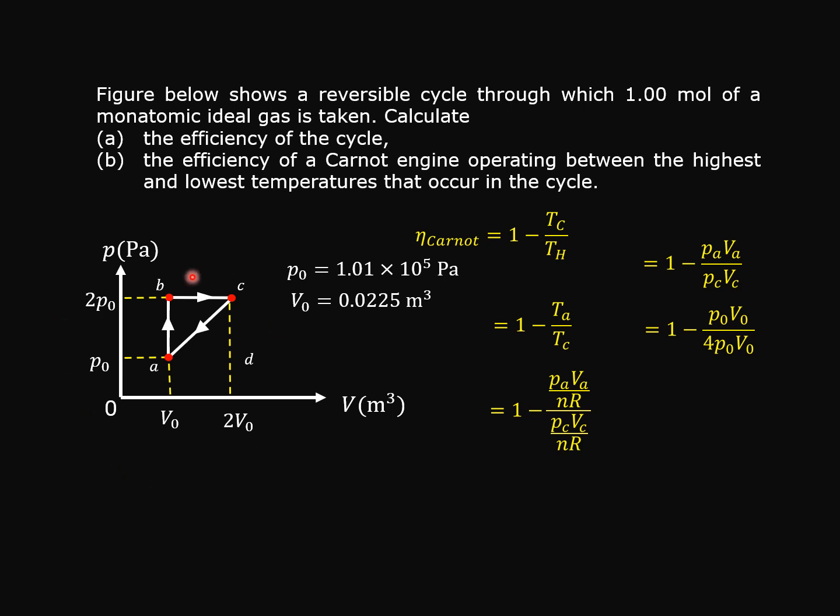Refer to the graph again. The product of PV for state A is P naught V naught. So that is why we have P naught V naught here. And for state C, it is 2 P naught times 2 V naught. So we have 4 P naught V naught. Cancel out the P naught V naught. Then the second term we have 1 over 4. So 1 minus 1 over 4, we obtain 3 over 4. This is the Carnot efficiency.